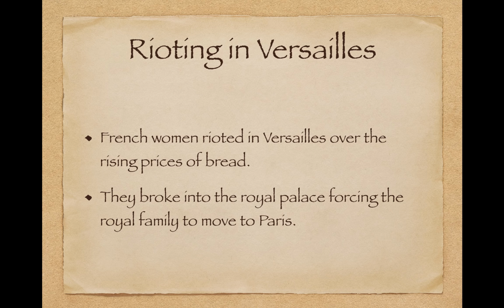Women began to riot and they actually break into the royal palace looking for the king and queen and the royal family. And as a result of this, the royal family is forced to move to Paris and move away from their huge, extravagant palace in Versailles.